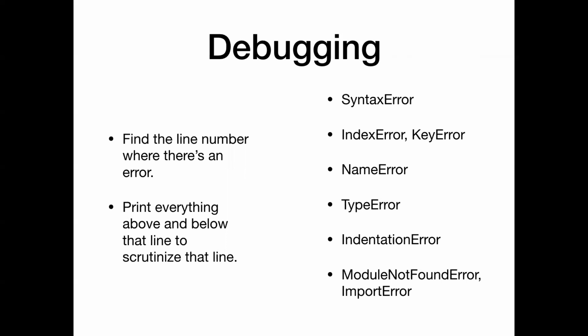We talked about the key error, which is where you're trying to find a key in a dictionary which doesn't exist. There's name errors, which is if you're trying to use a variable which does not exist. There's type error, for example, you're trying to multiply two strings together. That's an operation that's not meant for strings. It's going to give you an error.